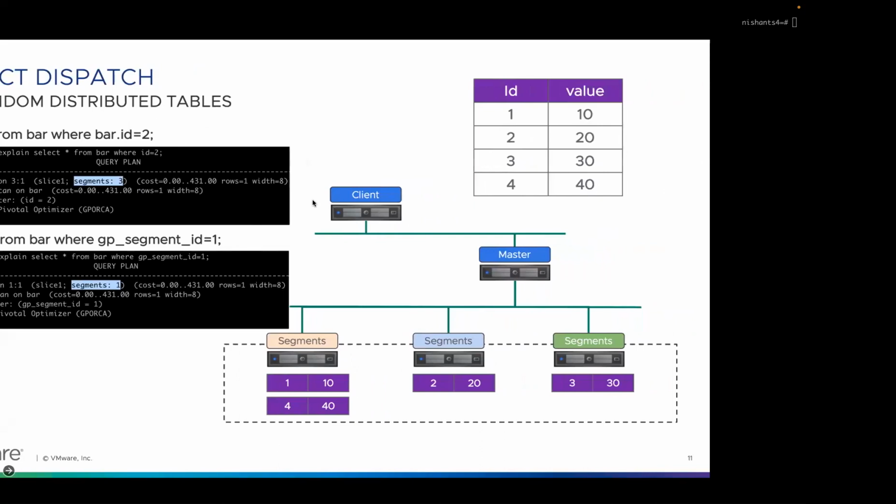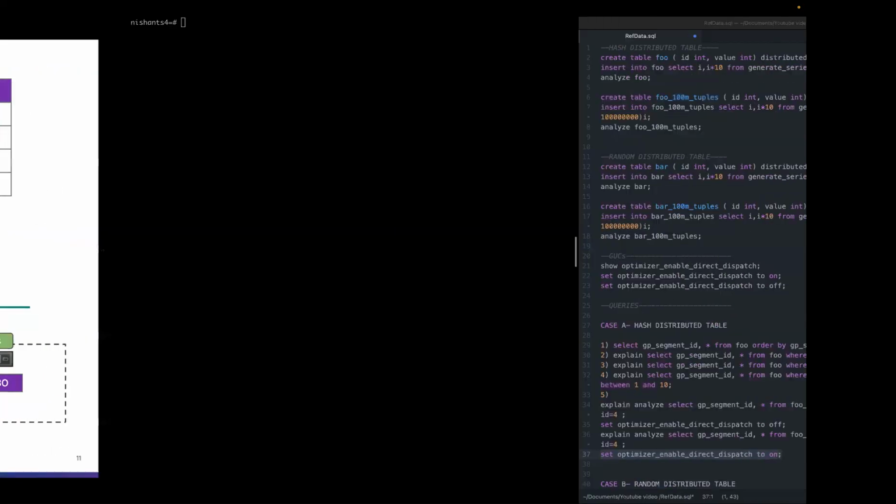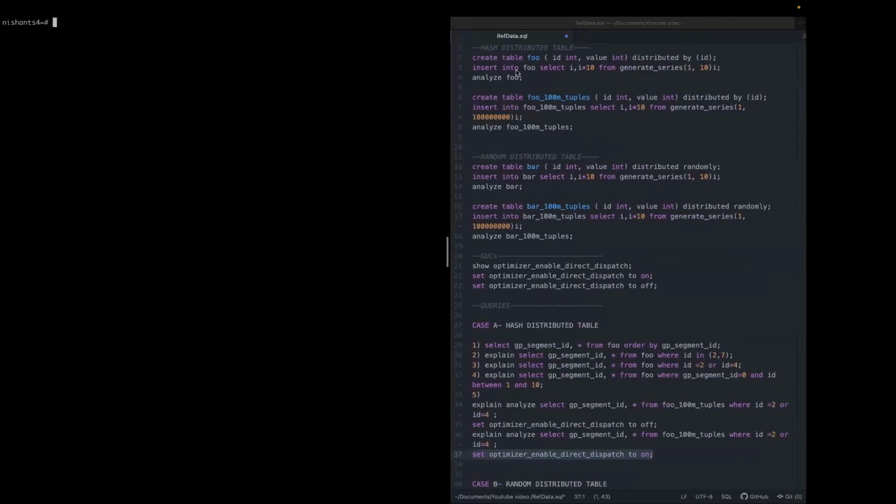Now I would like to give a demo where we can see on the terminal the different outputs for different queries. I created some sample data for it. I've created a table foo, which is hash distributed and has data from 1 to 10 in the ID and multiplied by 10 in the value. This is a small table with 10 tuples only. Then I created one big table with 100 million tuples.